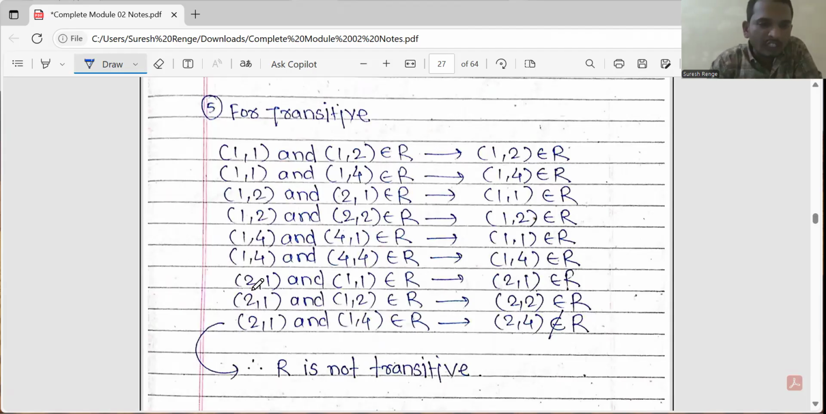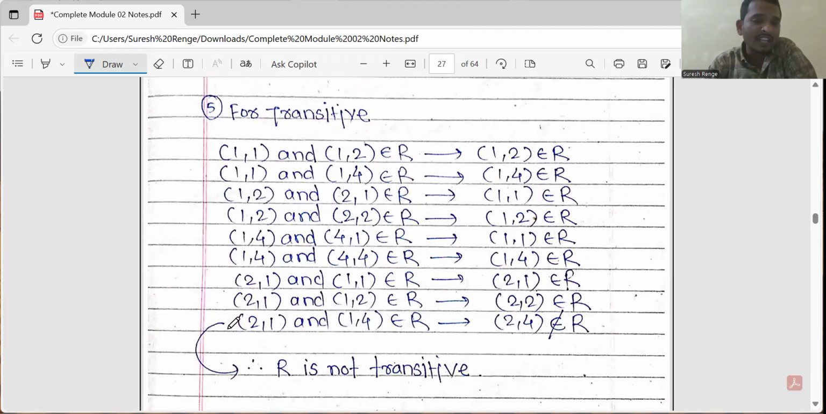So the next combination becomes (2,1) and (1,1), which belong to R. What does the transitive property say? 2 is directly related to 1. Okay, this is the result. (2,1) also belongs to your relation R. Then (2,1) and (1,2) belong to R. By the transitivity property, 2 is related to 2. This is your result, and (2,2) is also available in your R.